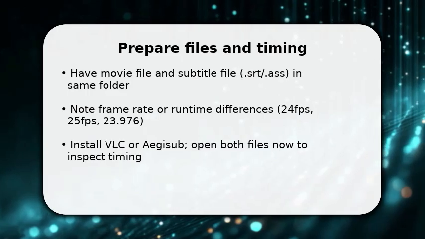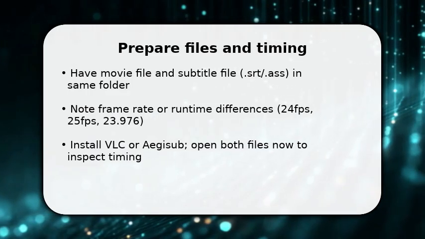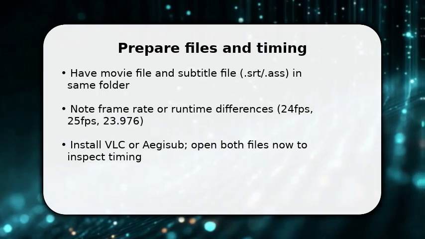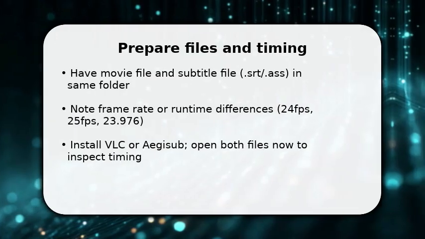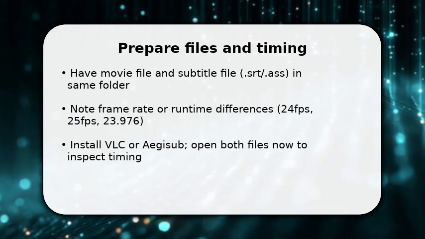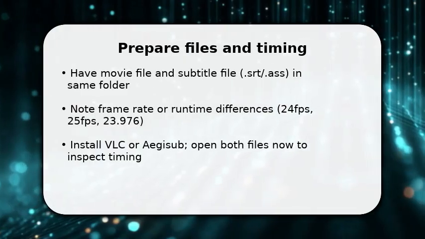Enjoy the video. You already have the movie and subtitle file. Start by confirming they are the correct pair. Open the video in VLC and load the subtitle to see the initial offset. Check runtime and frame rate because a mismatch causes drift. Note 24 versus 23.976 or 25 FPS.